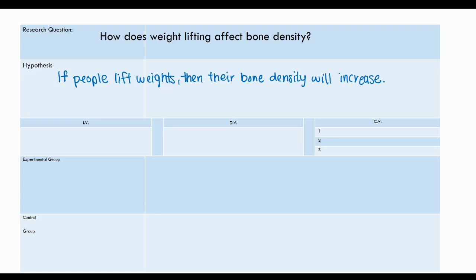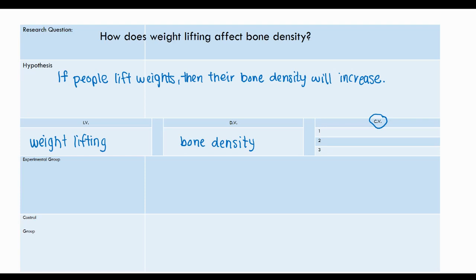So our independent variable, the one thing that you as an experimenter can change, is weightlifting. You can't affect the person's bone density. So weightlifting is the thing that you can manipulate. The dependent variable then is whether or not the bone density is affected by that. Then I like to come back to our controlled variables right here and do that after we establish what the control and experimental groups look like.